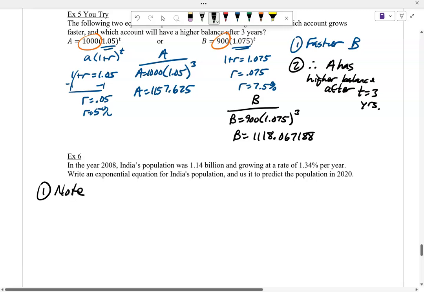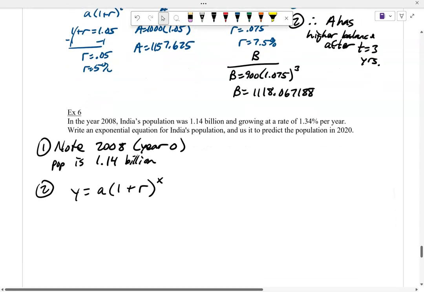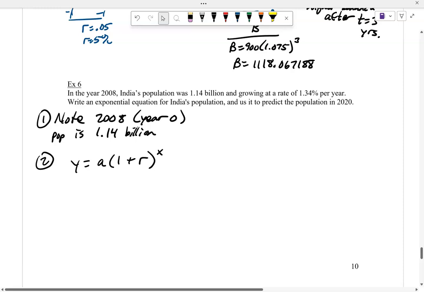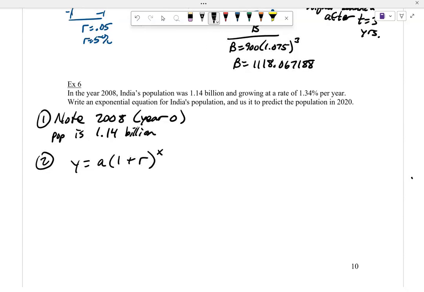So note 2008, or year 0, population is 1.14 billion. Okay. So let's see if we can set up, we know this is growing 1.34% per year. So let me write an exponential growth model. I write that y equals a, 1 plus r to the x. And the initial amount, so year 0, and we'll make it population P, ends up being the initial amount.